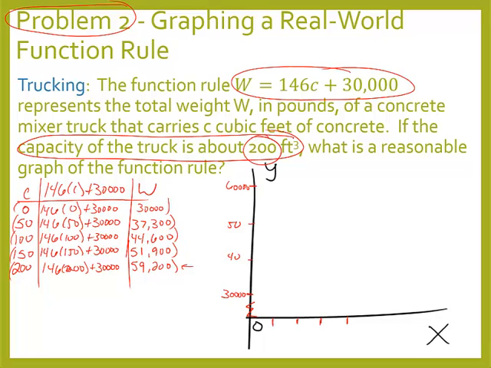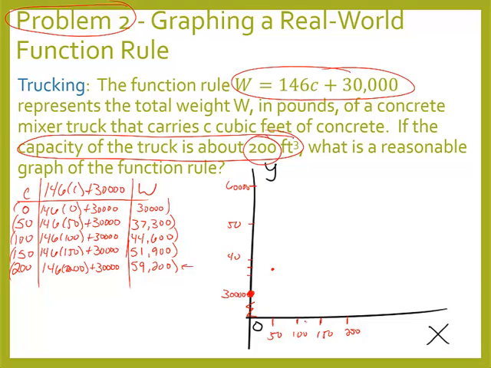Okay, there we go. So let's go ahead and plot the points. So our first point is 0, 30,000. So 0 doesn't go left to right, but it goes up to 30,000. And then this is going to be 50, 100, 150, 200. Next point is 50, 37,300. So between 30,000 and 40,000 is 35,000. In between 35 and 40 is 37,500. So approximately that'll be right here, 50, and then 37,300.